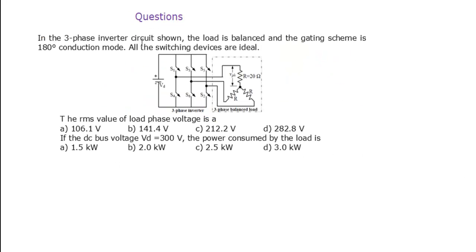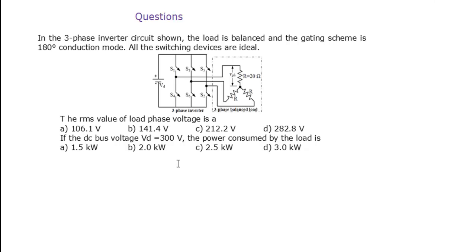In the three-phase inverter circuit shown, the load is balanced and the gate sequence is 180 degree conduction mode. All switching devices are ideal. The RMS value of the load phase voltage is? So this is three-phase 180 degree conduction. We need to calculate the phase voltage. What is the equation for the phase voltage?